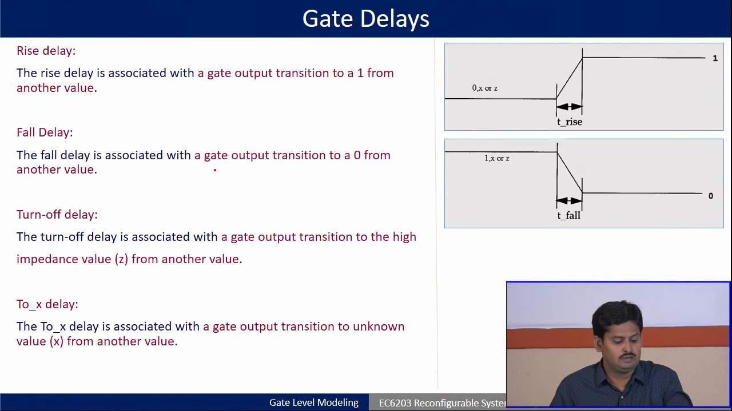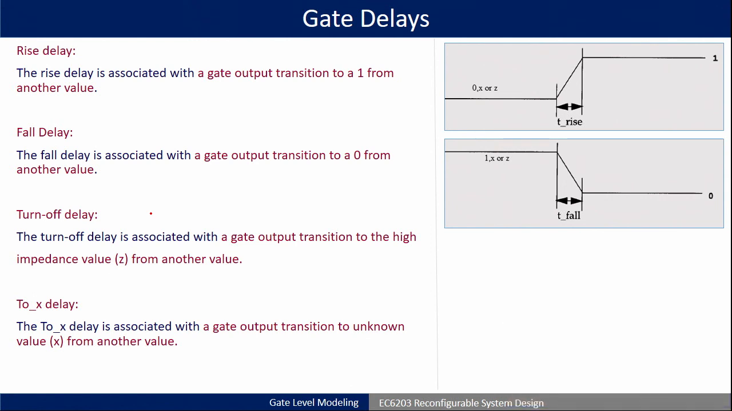Similarly, fall delay is associated with the gate output transition to a 0 from another value. That means here, if it is 1, unknown value or z, and the value falls down to 0, then that amount of delay is called T fall or fall delay. In a similar fashion, turn-off delay is where my output is transiting towards high impedance or Z. So, turn-off delay will only exist in tri-state gates like bufif1, notif1. In those gates we may have turn-off delays.